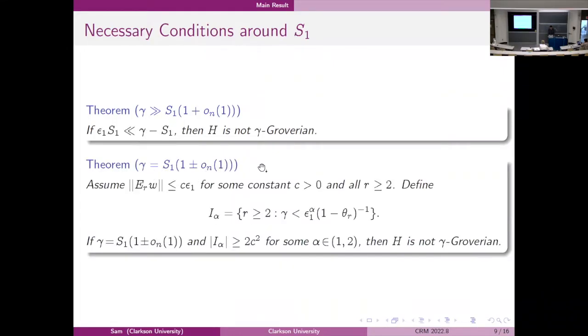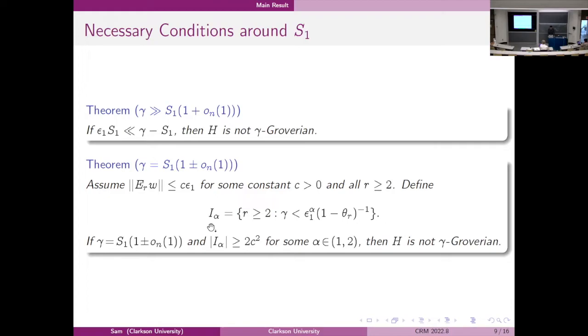So that is the first one. And the second one is when gamma is around S1. This one is a boundary case, so we have more assumptions here. We have to assume all the shadows of W projecting on different eigen subspaces, and this shadow should be bounded by the principal shadow. So it should be less than C, a constant, multiplied by epsilon 1.